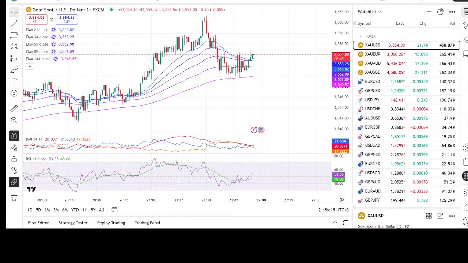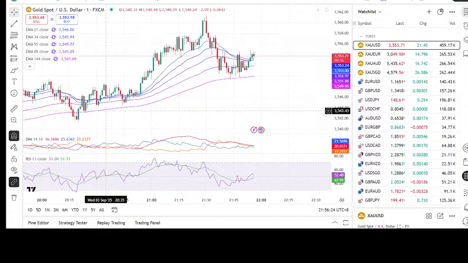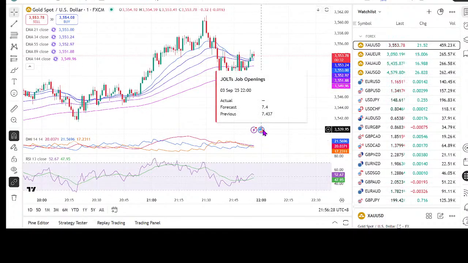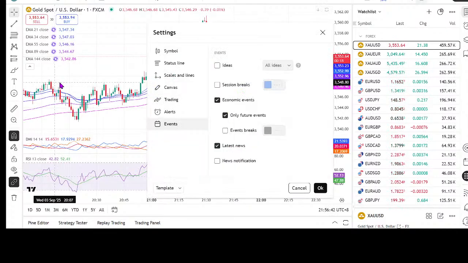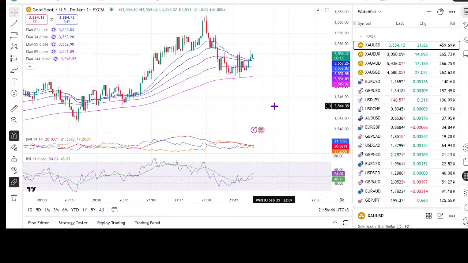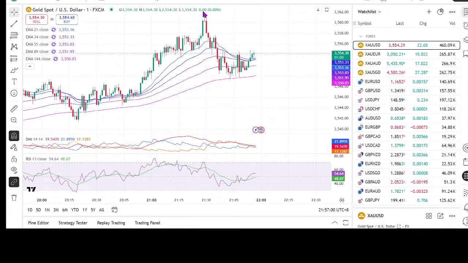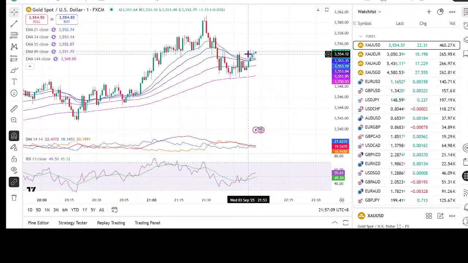The JOLTS job openings market is expecting 7.38 million. Forecast is about 7.4 million. Previous was 7.437. Let's see what the market does. I think we should see just a small spike up. If we are right that this is going to be a temporary high, then most likely we should see the price coming off. If not, then our view is wrong. But anyway, we are just going for a small volume, so I think we should be able to withstand that.